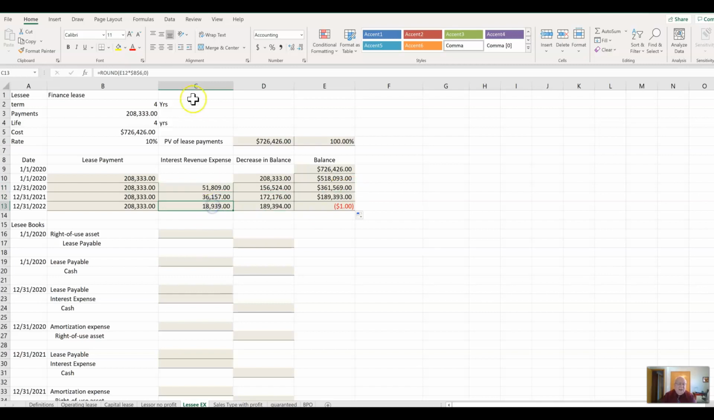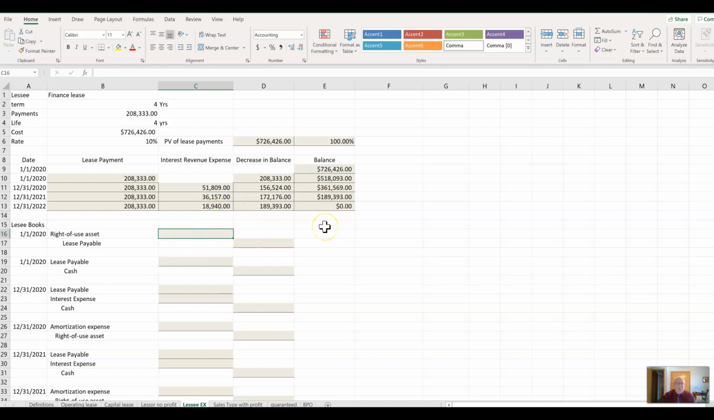See, we're off $1. So for this, I think we need to add $1 because it's negative. So that's the way it comes up to 0. And that's because of rounding. So you don't worry too much about that. That's just an adjustment because of rounding. So it was off $1.